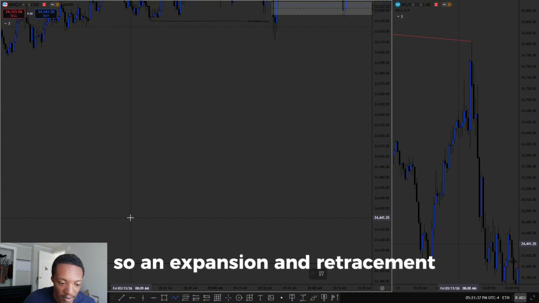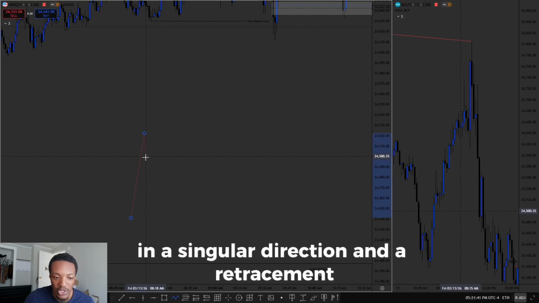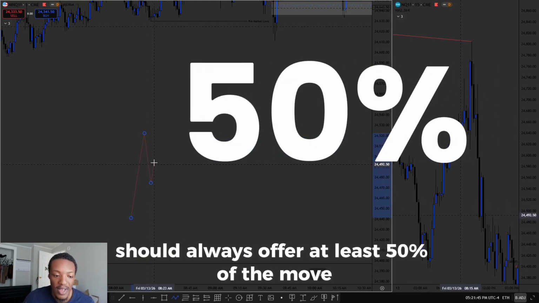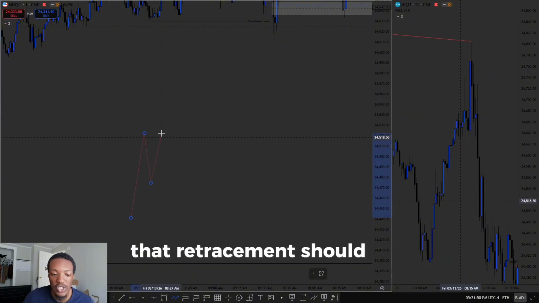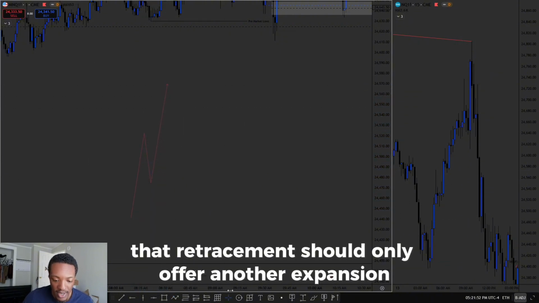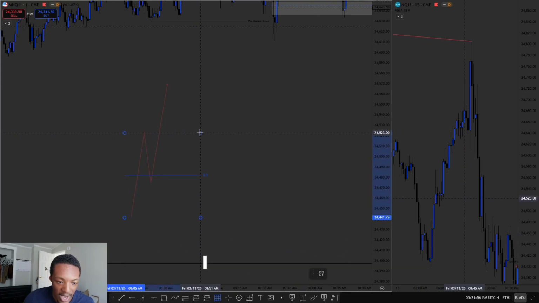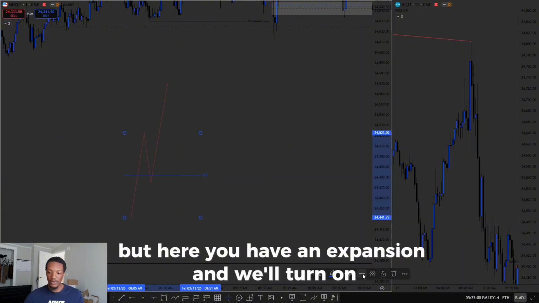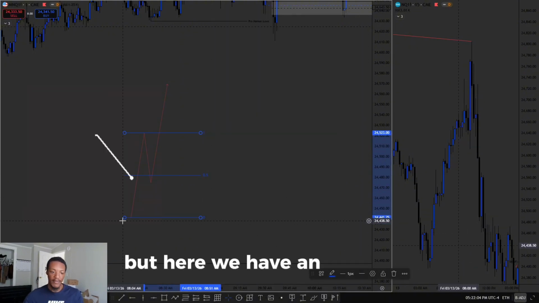So an expansion and retracement: an expansion is just an aggressive move in a singular direction, and a retracement should always offer at least 50% of the move. And when you have an expansion that turns into a retracement, that retracement should only offer another expansion. So if you pull out your fib or your gone box, whichever you like to use, I use a gone box, but here you have an expansion, and we'll turn this on so you can see it. But here we have an expansion.